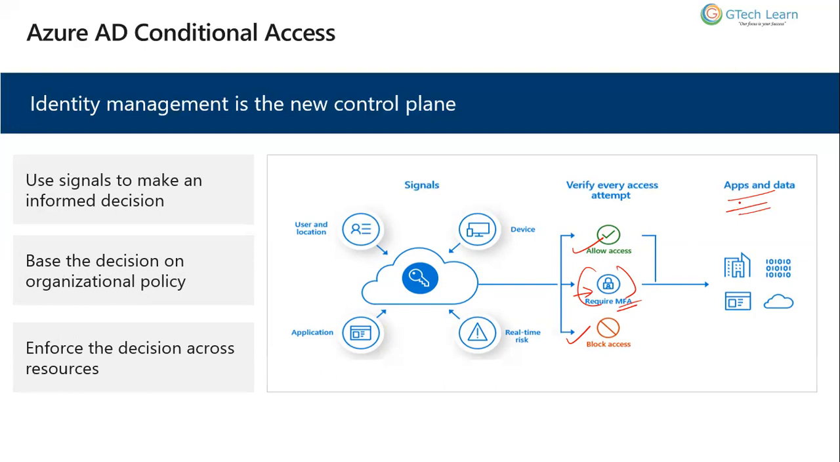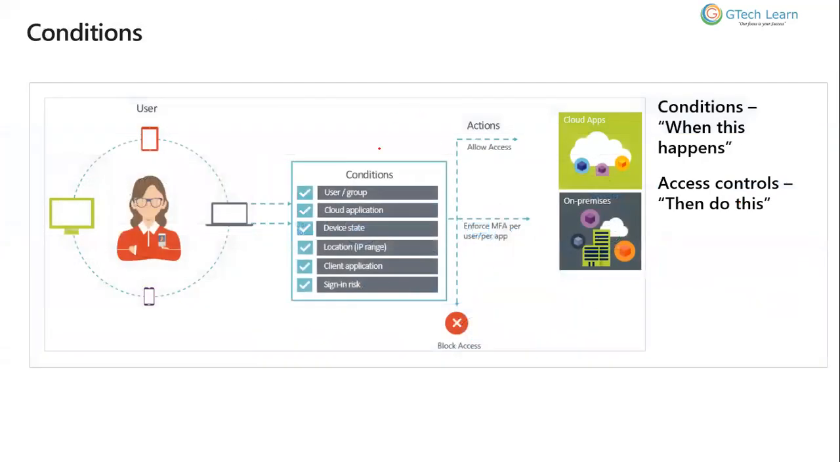If I'm talking about the conditions, we can create the condition according to the user and group. We can create the condition according to the cloud application. We can create the condition with the device state, location, client application, and the sign-in risk, and accordingly we can allow and block the access. So there are two major parts to the conditional access policy. The first one is condition, and the next one is access control.